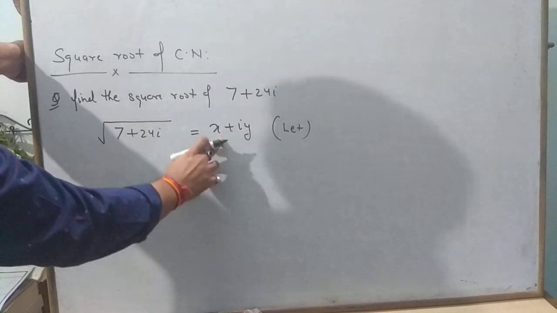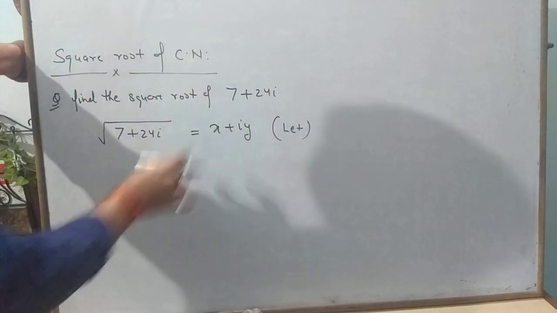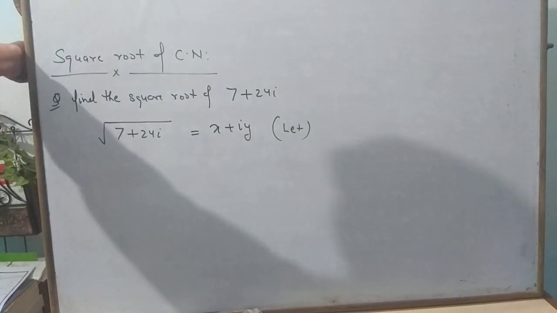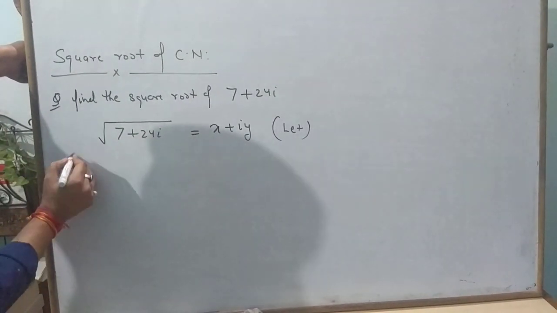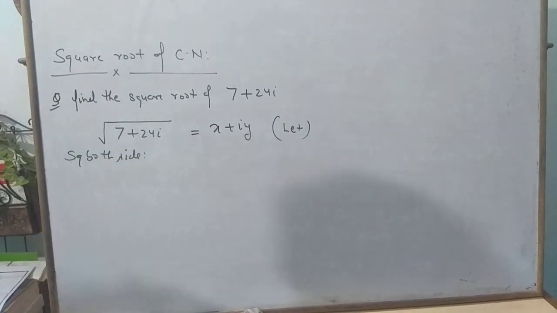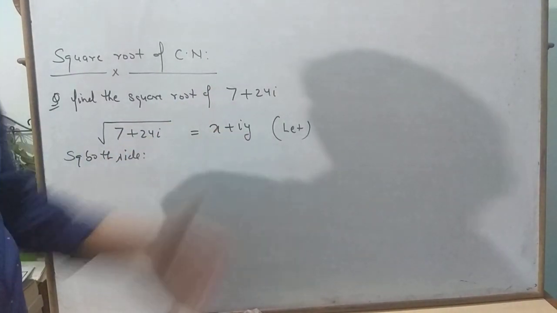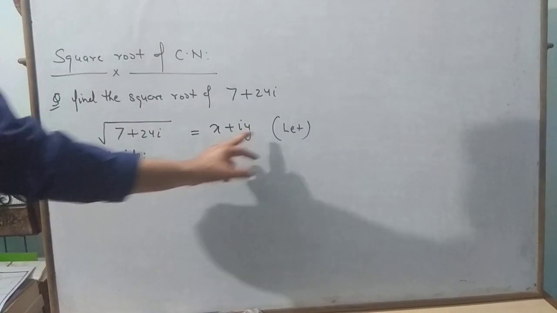If the square root is x plus iy, it means we have to solve to find the value of x and y, then put it to get the square root. In this case, squaring both sides. The pattern is squaring both sides. So whenever the question says find the square root of any complex number, we write it in this square root form, equal to x plus iy. Maybe you can take a plus ib.